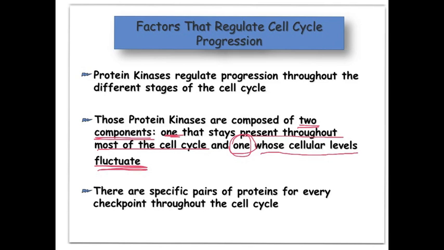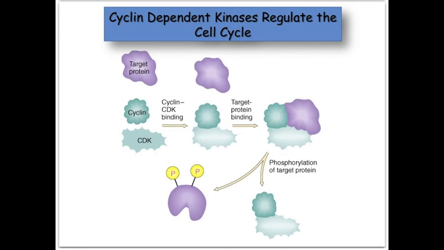There are very specific pairs of proteins for every checkpoint throughout the cell cycle, meaning for every specific transition during the cell cycle, there is a very specific kinase that will drive the transition into the next stage of the cell cycle. The protein kinases that drive transition through the cell cycle are known as cyclin-dependent kinases, or CDKs.